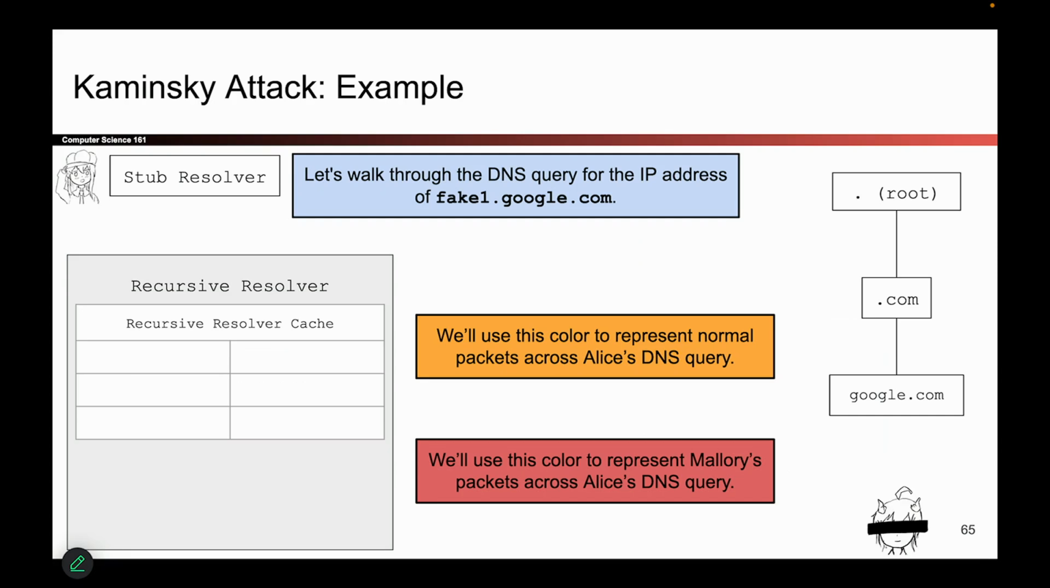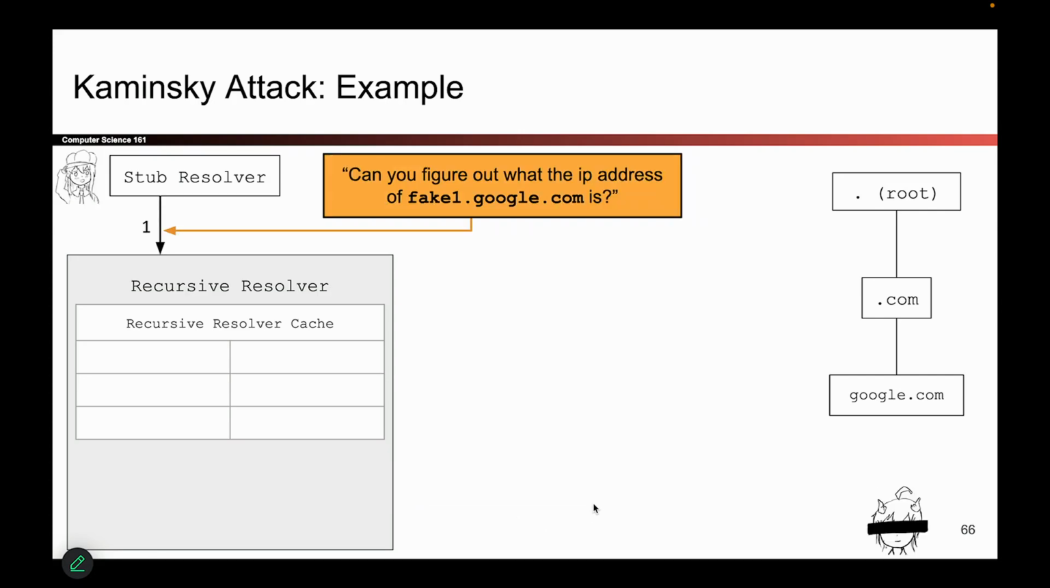So now let's see what happens in a bunch of pictures. So here is Alice's cache. We'll say it's blank. Here are a bunch of name servers that she might contact. And Alice's queries are in orange, and Mallory's queries are in red. That's the setup. So Alice asks for fake1.google.com's IP address. Why would Alice ask for this? Probably not because she typed it into her browser, but because Mallory tricked her, using that image tag trick or something else, into making this request.